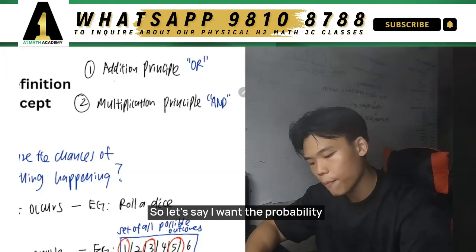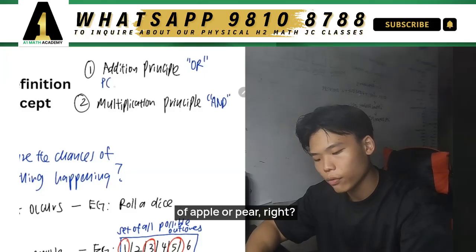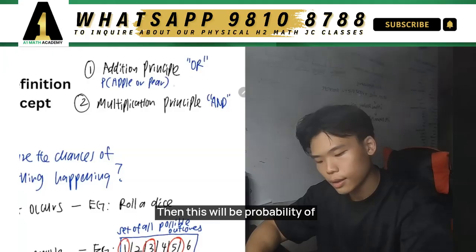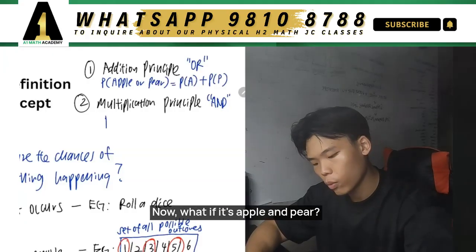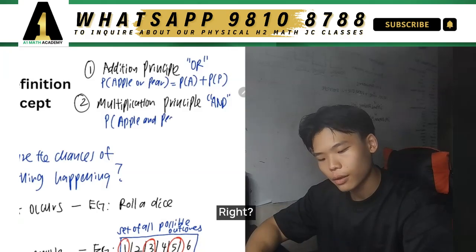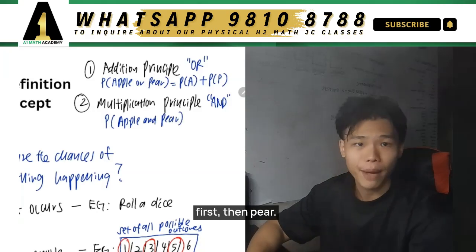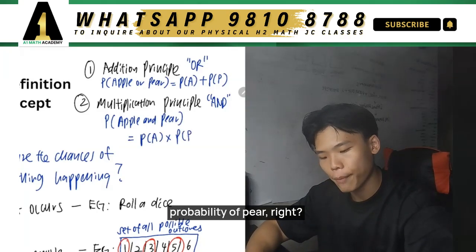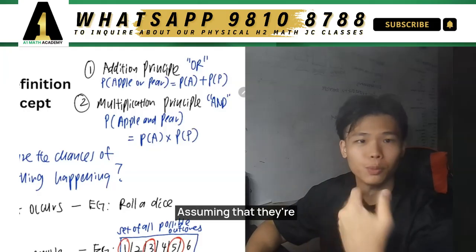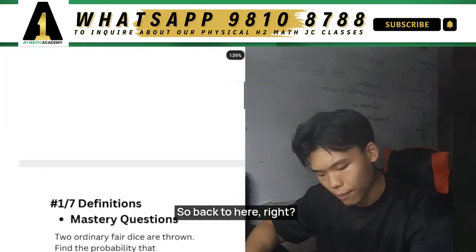So let's say I want the probability of apple or pear, right? Then this will be probability of apple plus probability of pear. Now, what if it's apple and pear, right? That means apple first, then pear. So this one will be probability of apple times probability of pear, right? To keep things very simple, assuming independent events.